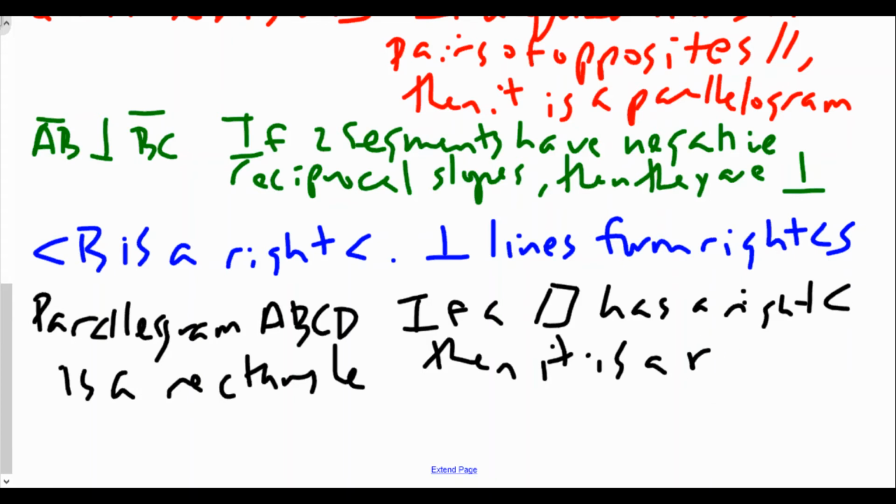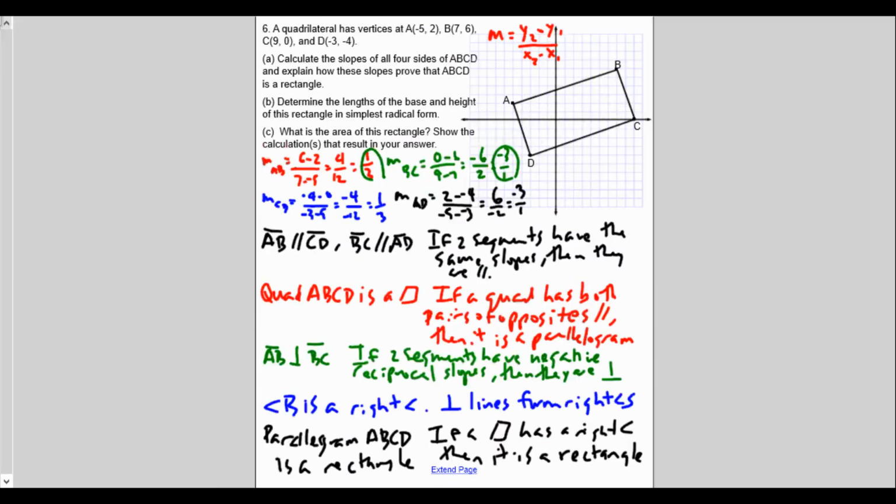Okay, so hopefully my words are a little more clear than my handwriting, ladies and gentlemen. I will make this full screen for this part here. This is only part A. So, we want to first prove that AB and CD are parallel, and BC and AD are parallel, because if two segments have the same slopes, then they are parallel to each other. Quad ABCD is a parallelogram. If a quad has both pairs of opposite sides parallel, then it's a parallelogram. AB is perpendicular to BC. If two segments have negative reciprocal slopes, then they're perpendicular.